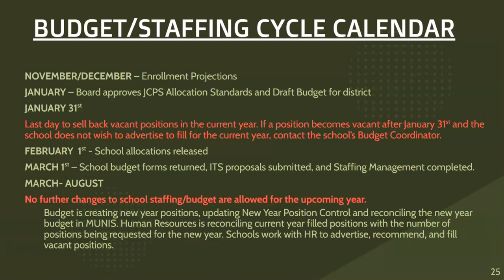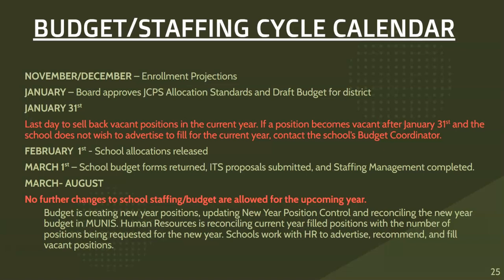In January, the allocation standards go to the Board of Education for approval along with the draft budget. January 31st is the last day to sell back vacancies for the current year. However, after January 31st, if a new vacancy occurs, so someone leaves or retires, and the school does not plan on filling that position in the current year, they can work with the budget coordinator to sell that position back.